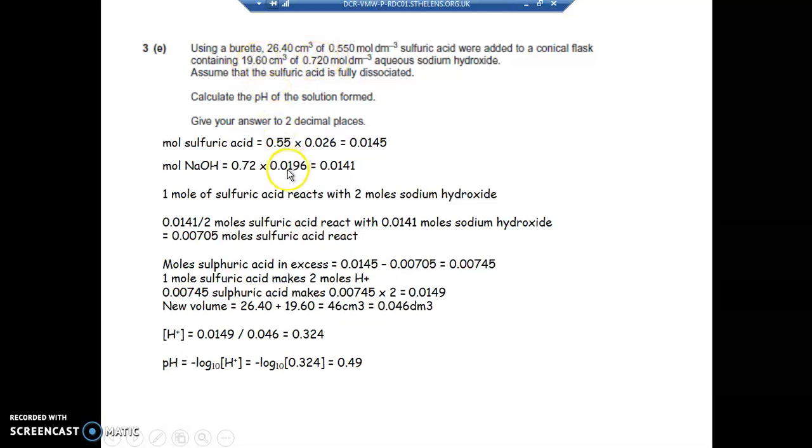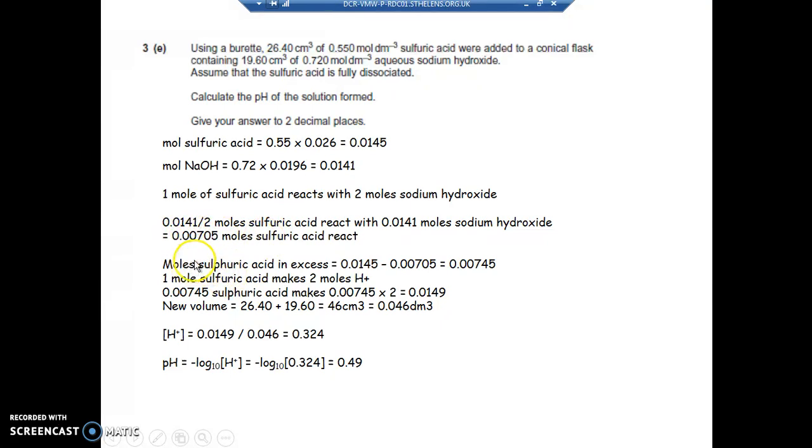Do the same for the sodium hydroxide by multiplying these two together. You've got to convert that into decimeters cubed. 0.0196. That's the number of moles of sodium hydroxide. This is a diprotic acid, remember, so 1 mole of sulfuric acid reacts with 2 of these. Or in other words, I take this number, 0.0141, and divide it by 2, and I work out the number of moles of sulfuric acid that would react with this number of moles of sodium hydroxide. I know how much sulfuric acid reacts, 0.00705.